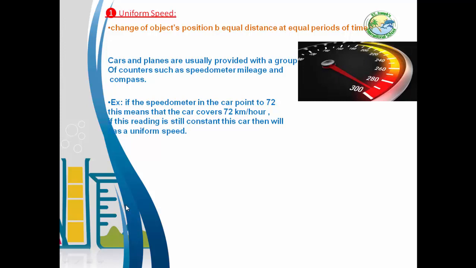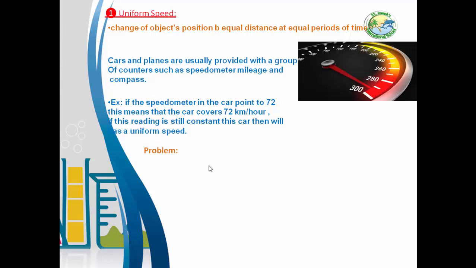So the first type of speed is regular speed, and it is the change in the object position by equal distance at equal periods of time. If we want to calculate the uniform speed, we will say that speed equals distance divided by time.